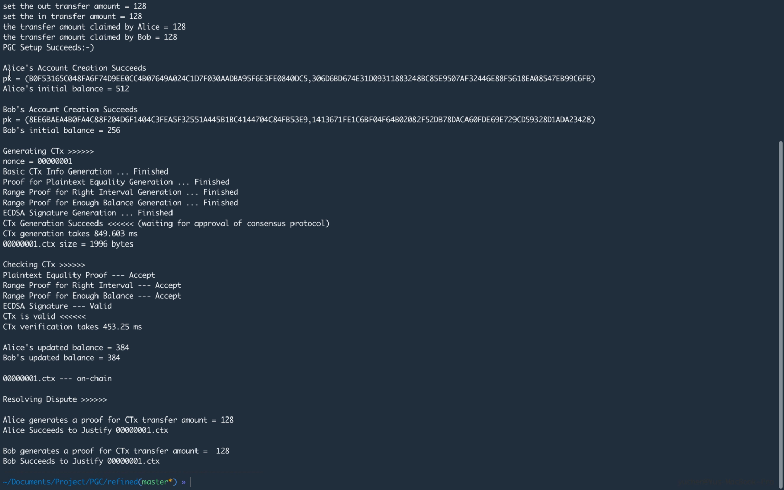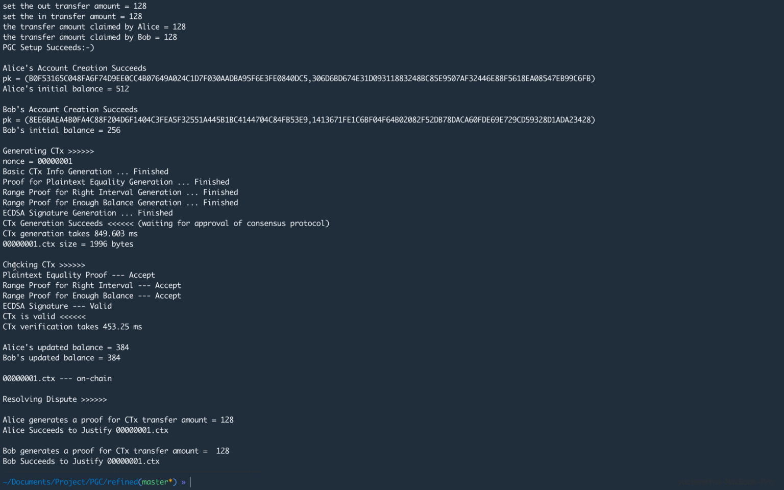Look here, Alice and Bob's accounts have been created, and here is the process of confidential transaction generation. First, set the nonce and then generate the basic confidential transaction information, followed by a proof of its validity. Here is how long the confidential transaction generation takes and its size.